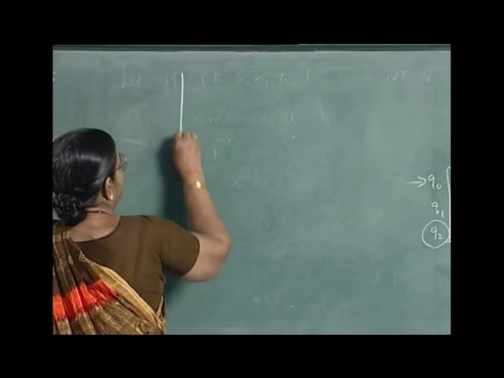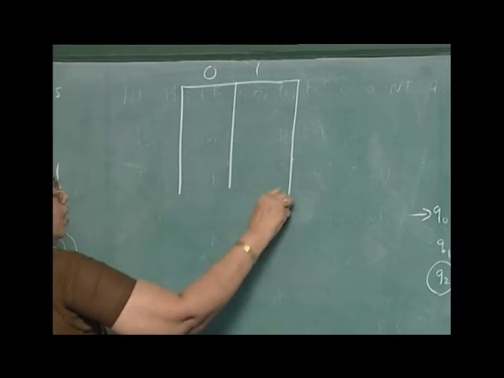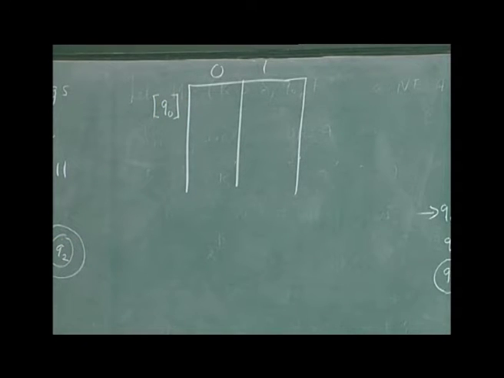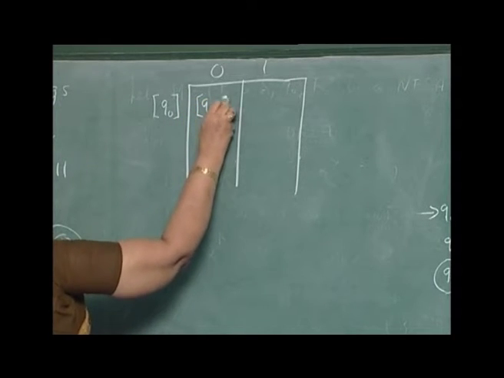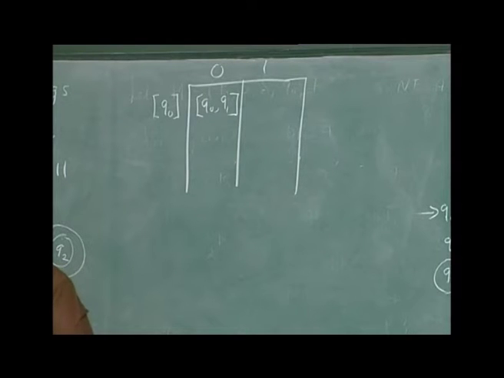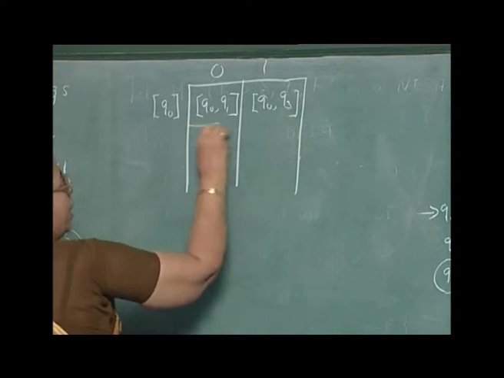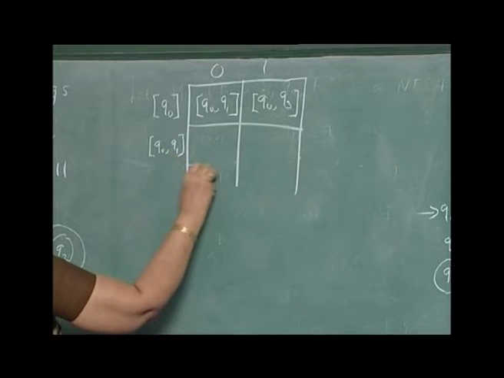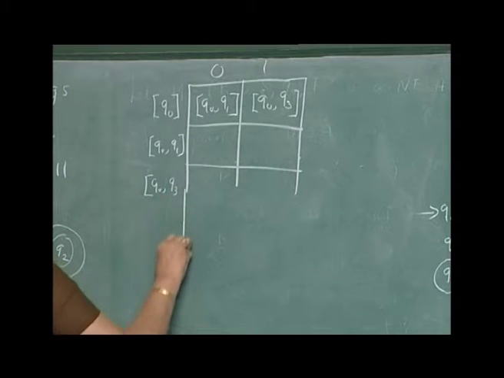Draw the state table, with columns 0 and 1. So, you have to start with Q naught. Q naught on 0 is Q naught Q1. Q naught on 1 will be Q naught Q3. Next you have to consider this Q naught Q1, and Q naught Q3.